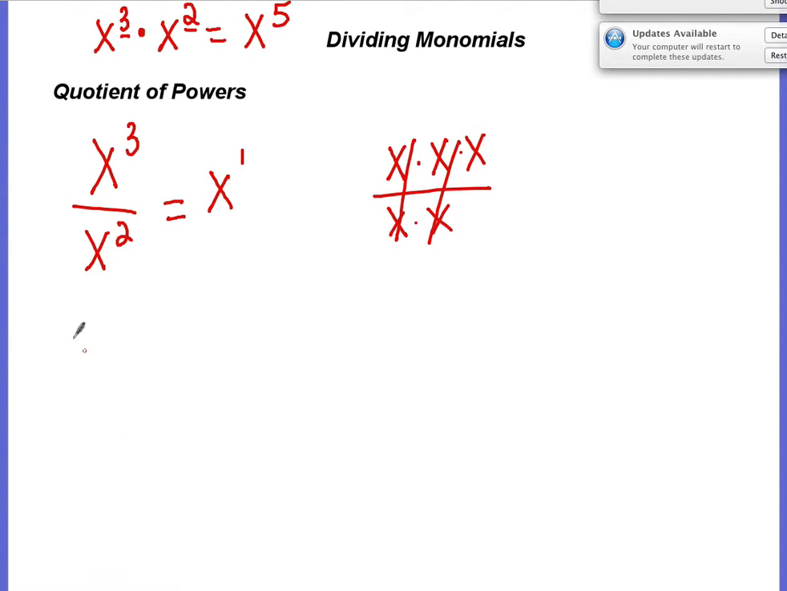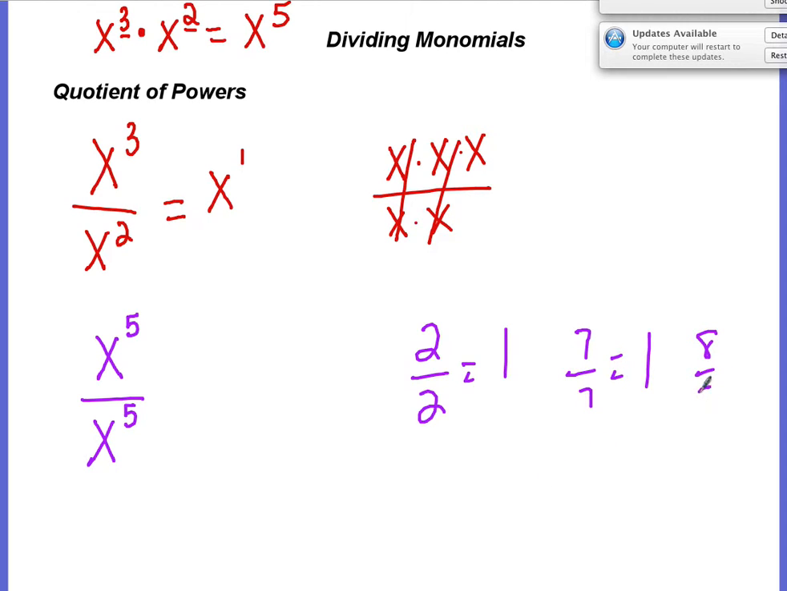We spoke about what happens when you raise something to the 0 power. Let's show why that's always 1. Say I have x to the 5th power divided by x to the 5th power. Well, you may remember the basic concept that any number divided by itself is 1. For example, 2 divided by 2 gives you 1. 7 divided by 7 gives you 1. 8 divided by 8 gives you 1. x to the 5th divided by x to the 5th is going to give us 1. We know our final answer here is going to equal 1.